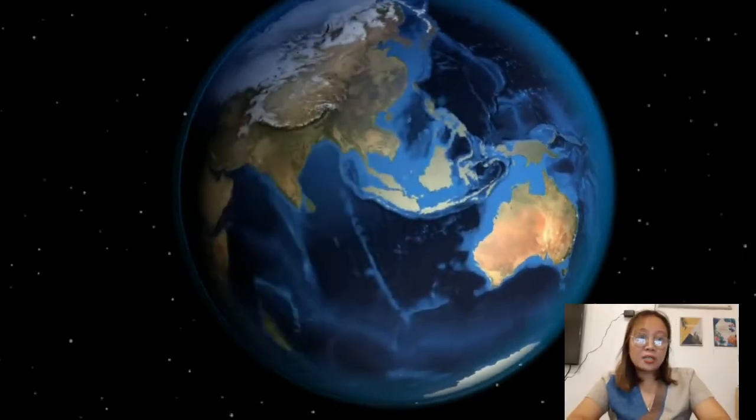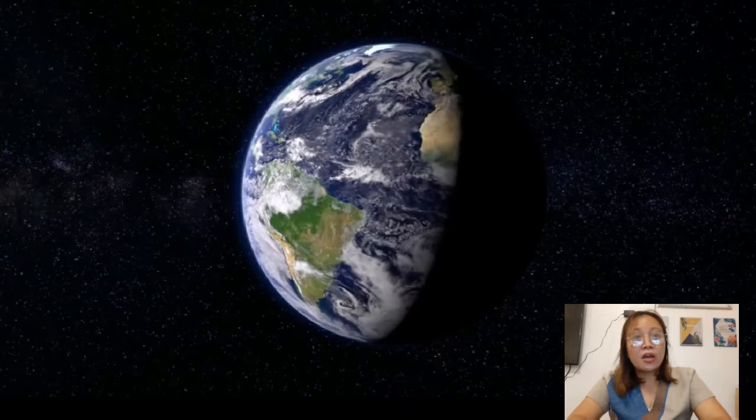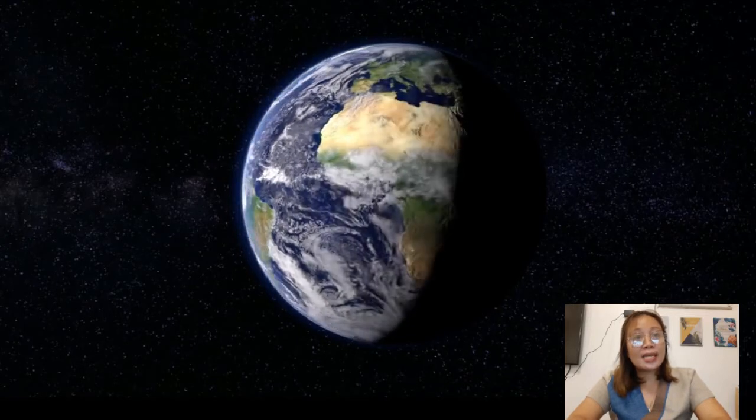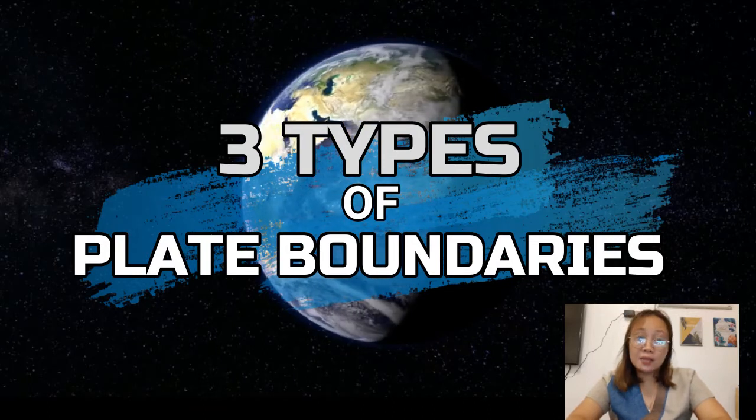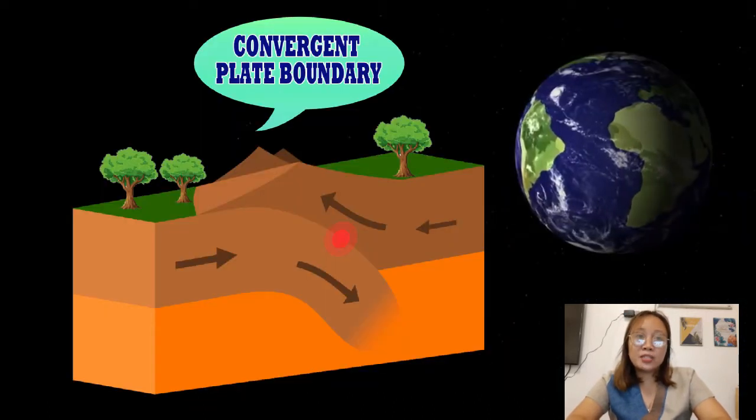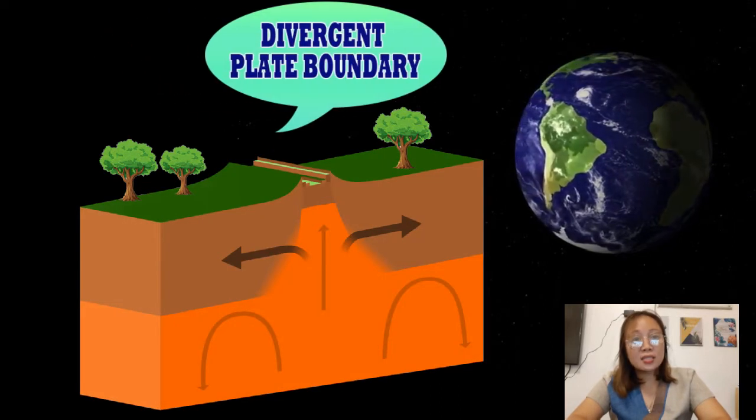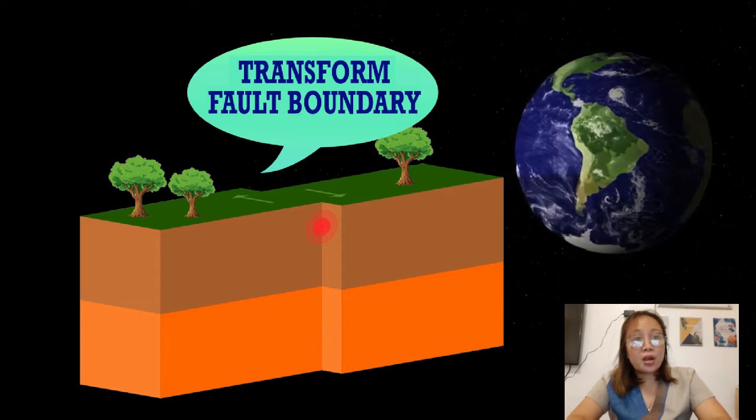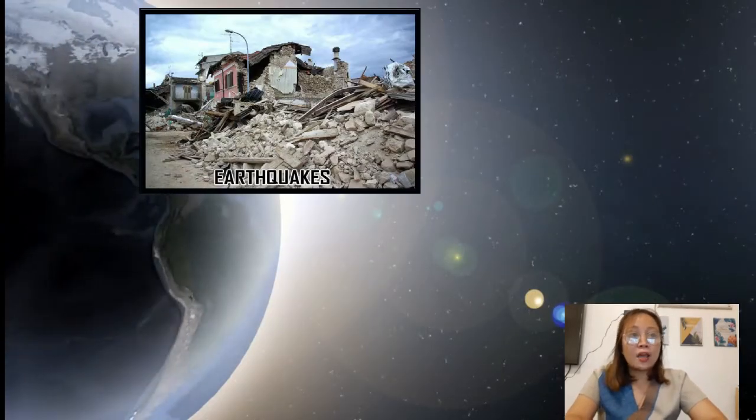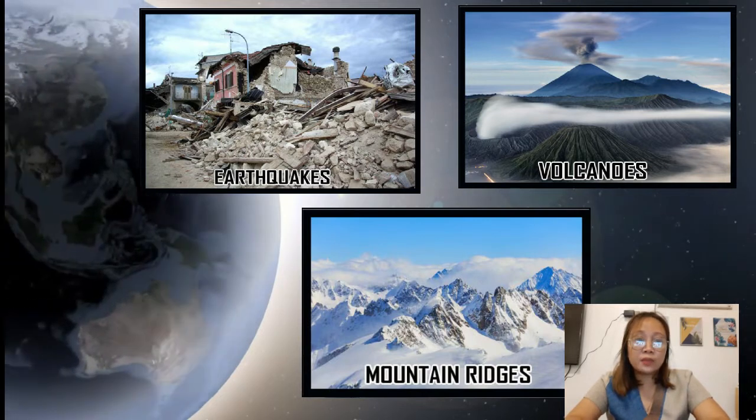You have learned in our previous lesson that lithospheric plates are slowly moving in different directions. These movements of plates can be classified into three types of boundaries, namely convergent plate boundary, divergent plate boundary, and transform fault boundary. Along the plate margins, earthquakes, volcanoes, and mountain ridges are being formed.